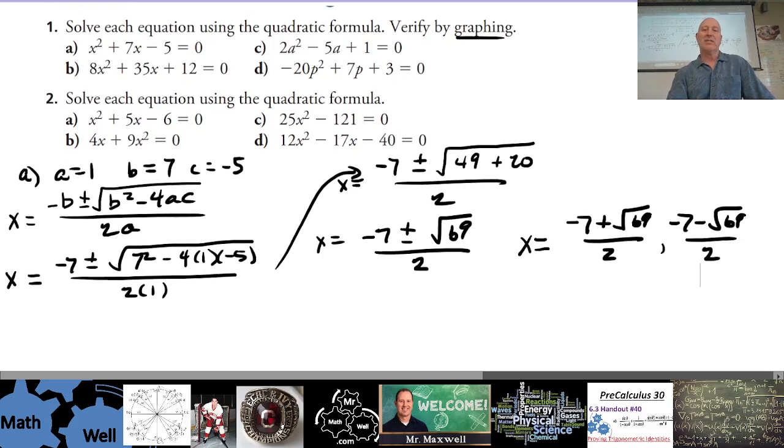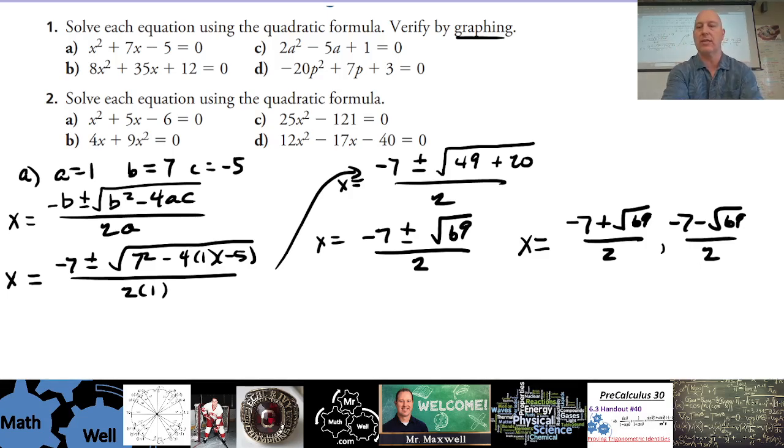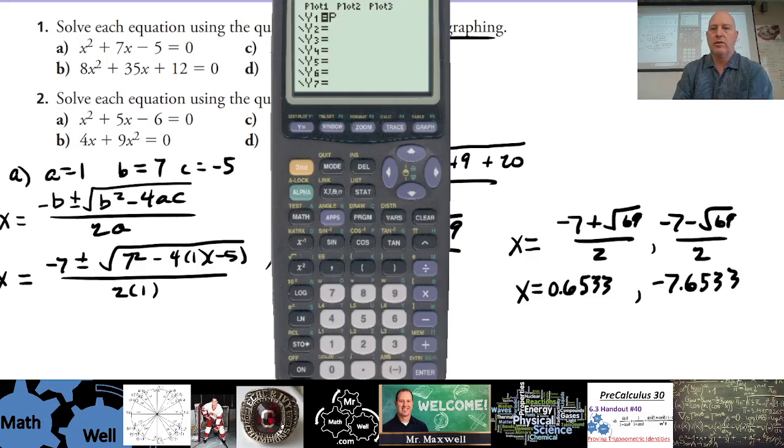Now, to verify by graphing, you're probably going to have to turn this into a decimal. So let's turn these into decimals, because that's the only way we'll be able to check, because the graphing calculator or Desmos or whatever you use is going to give you decimals. Okay, so let's do that. Turn those into decimals. So there's our decimals. The actual equation is x squared plus 7x minus 5.